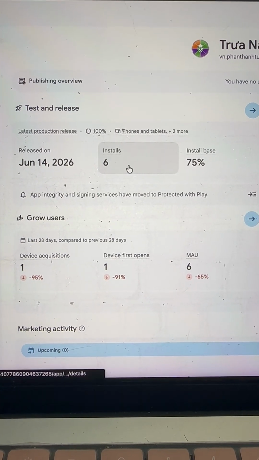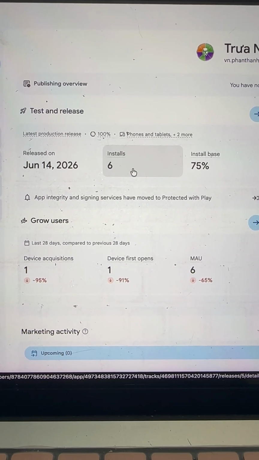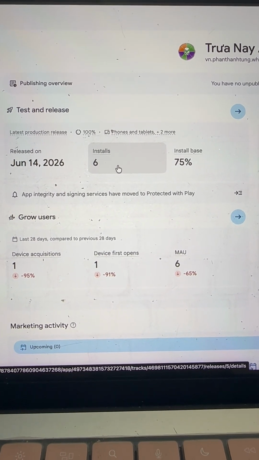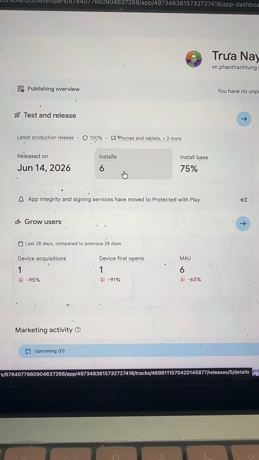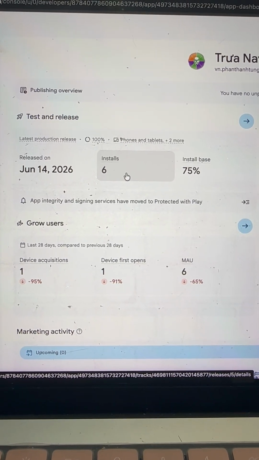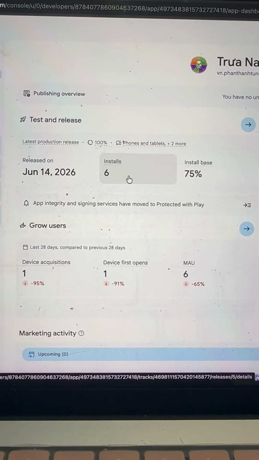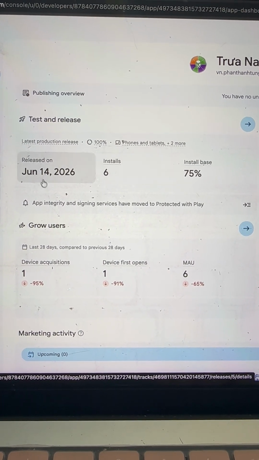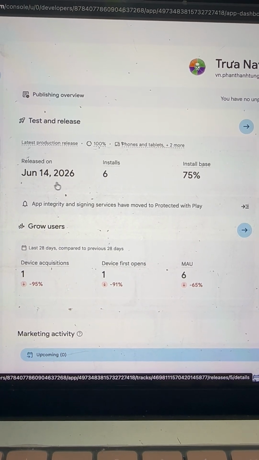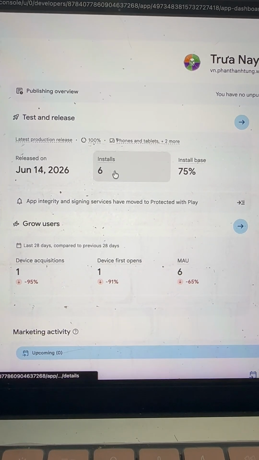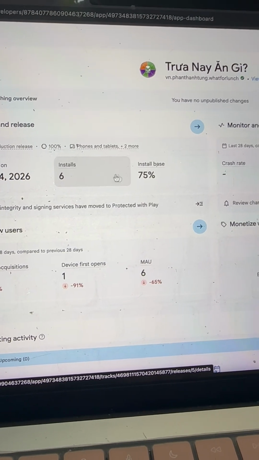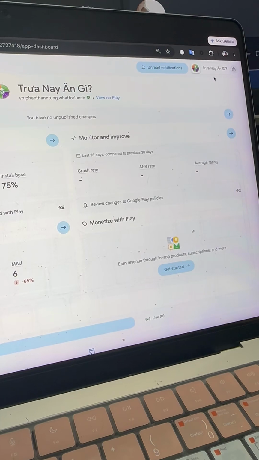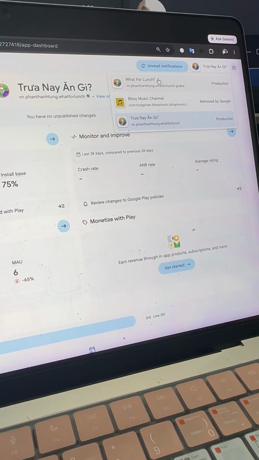This application supports both phones and tablets. So far, I didn't do any huge marketing campaign for this application, and I guess also because the application is kind of simple, a niche application to serve a niche community and a niche group of users. I released it on 14th of June 2026, but now the installation is just 6 people and 6 devices. There's some minor things, not that important, but yeah.